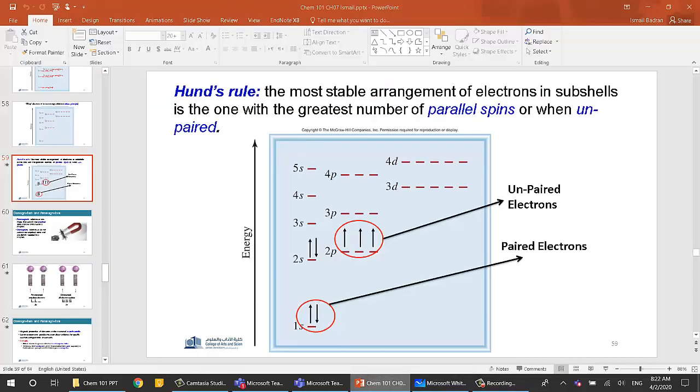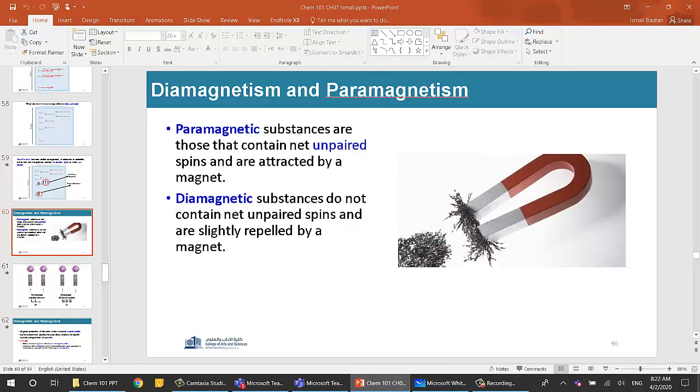So now let's talk about something called magnetism. Some materials like iron attract to magnets. We call them paramagnetic materials. But we have substances that are actually repelled by a magnet, and we call them diamagnetic.